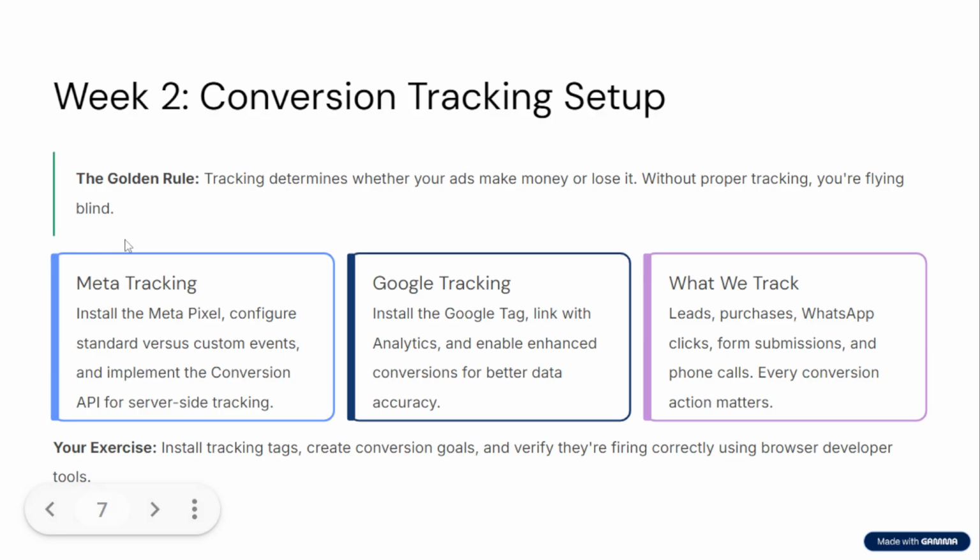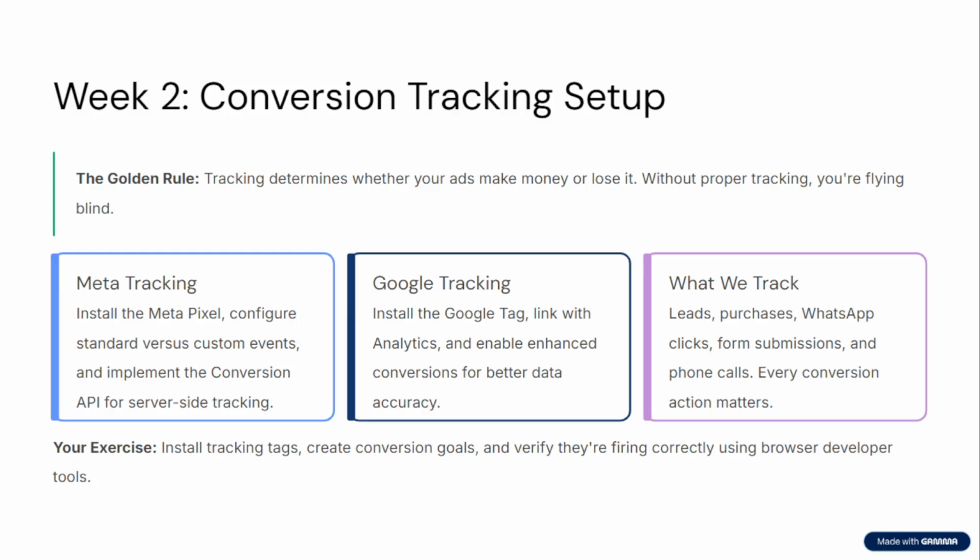So the golden rule of conversion setup, which will be next week, is where we talk about how to track what you are running your ads on and how to get results. Because if you don't track properly, you might not make money, and tracking is everything. So without proper tracking, you are literally flying blind on either platform or any marketing platform.